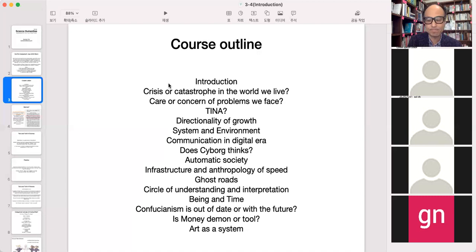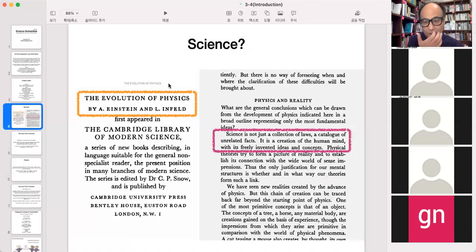Okay, any questions about the course outline? There are a couple of references you already noticed from the syllabus of this class, but from time to time, I will put different reading material on the Blackboard as well as the app of Street Smart. I already told you. Okay, what is science, by the way?